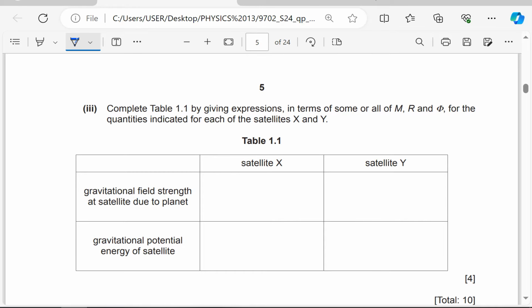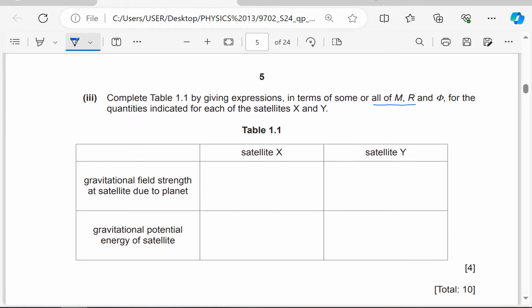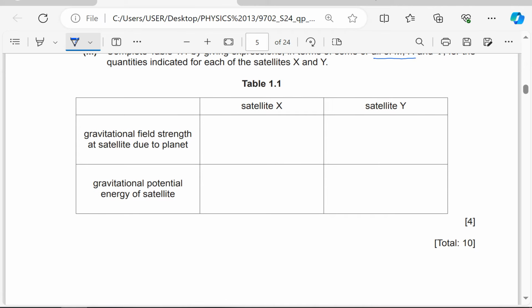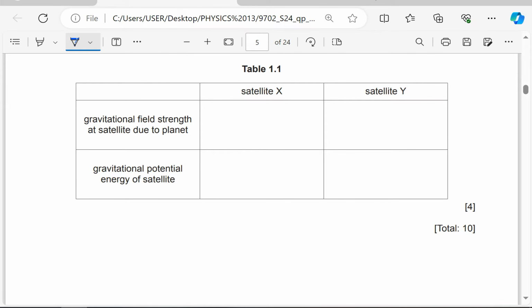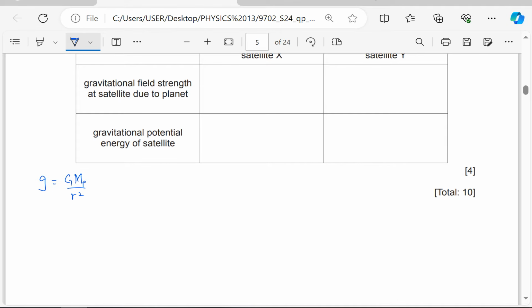Then complete table 1.1 by giving expressions in terms of some or all of m, r, and phi for the quantities indicated for each of the satellites x and y. Okay, let's start with the gravitational field strength, g. So we know that gravitational field strength is equal to capital G, the mass of the planet, divided by the square of the distance from the center of the planet.